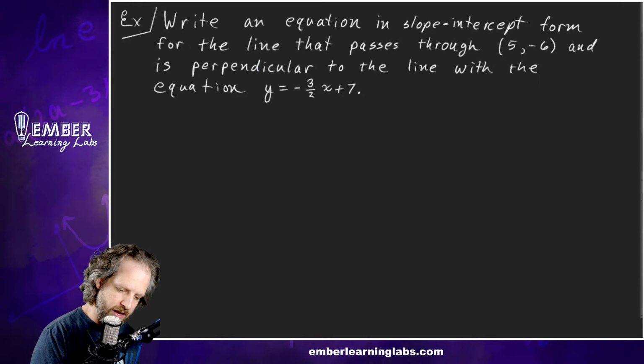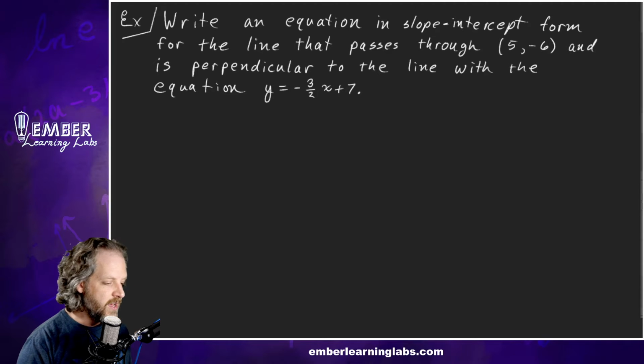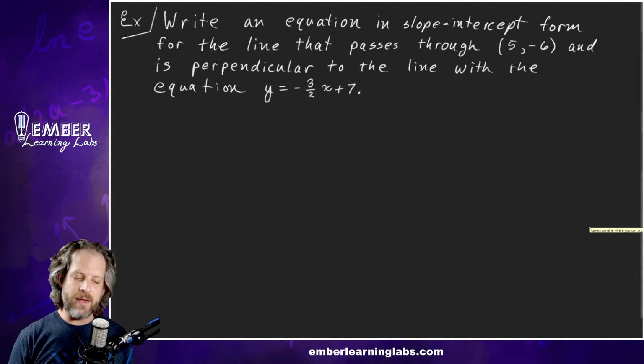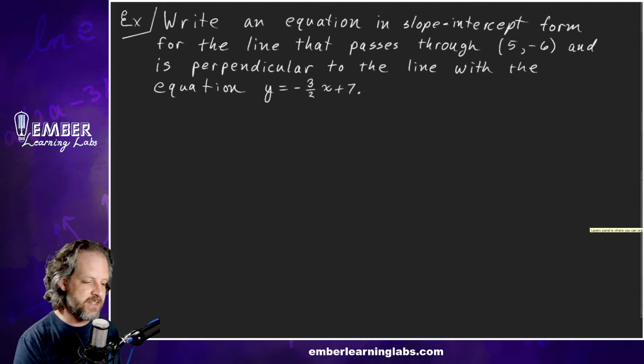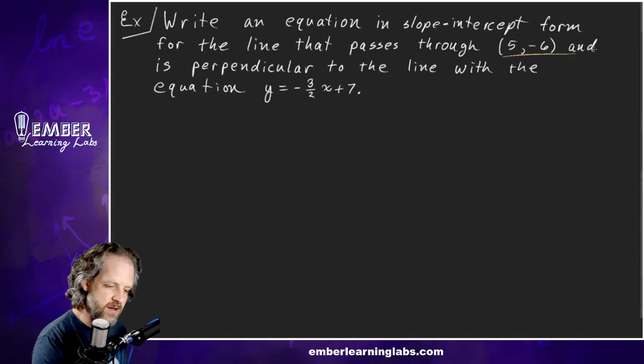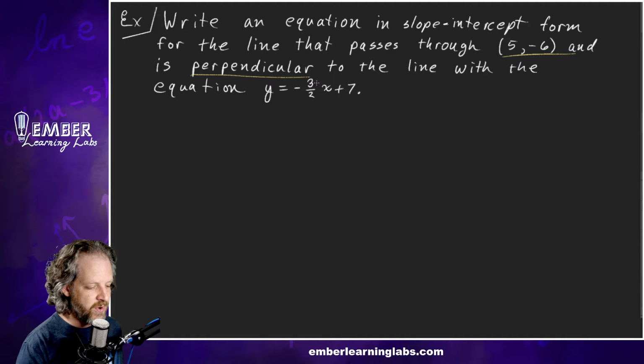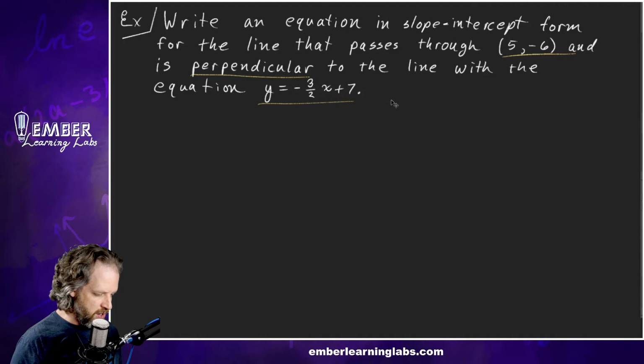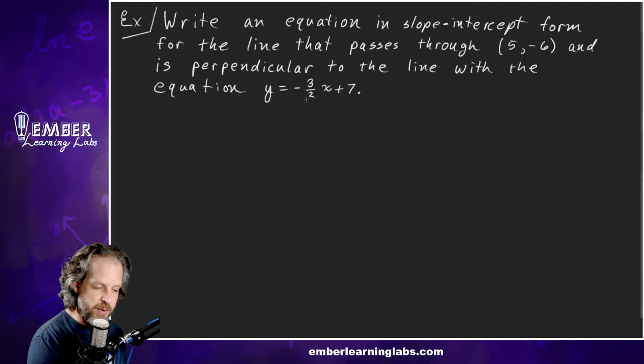All right, good to go. So we're going to write an equation in slope-intercept form for the line that passes through this point and is perpendicular to the line with this equation. So what is the fact that our line is perpendicular to that line?